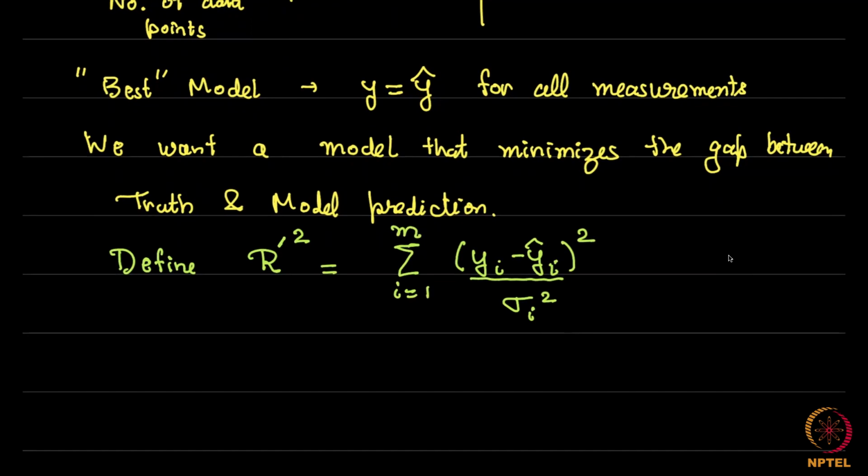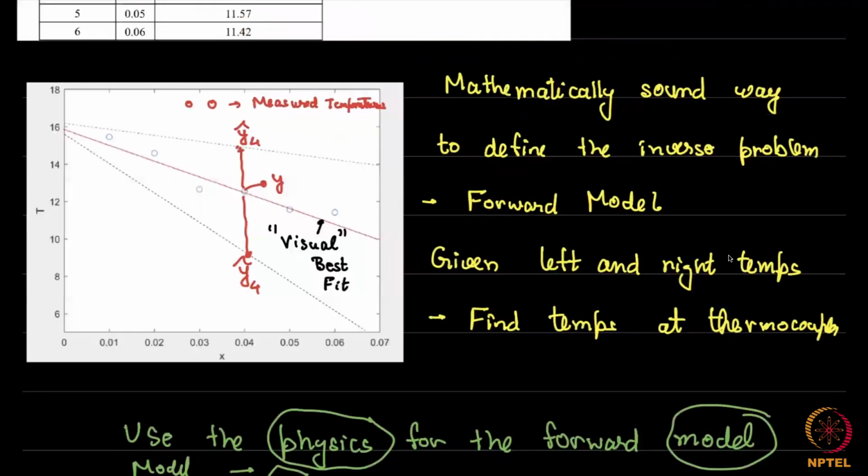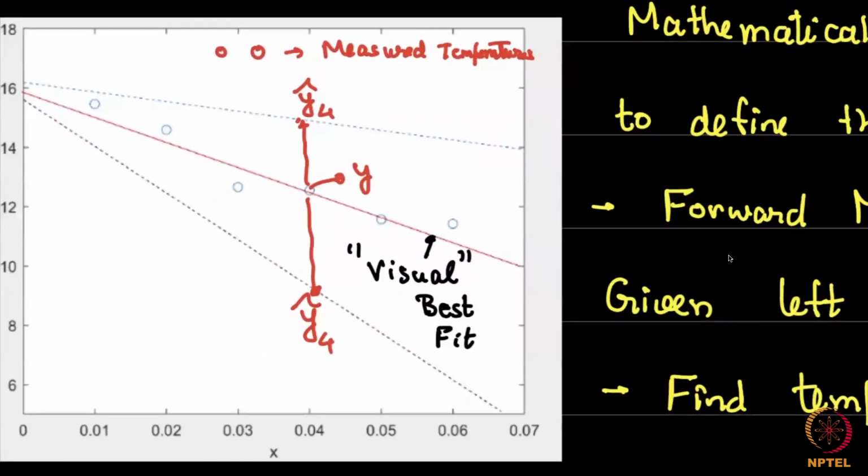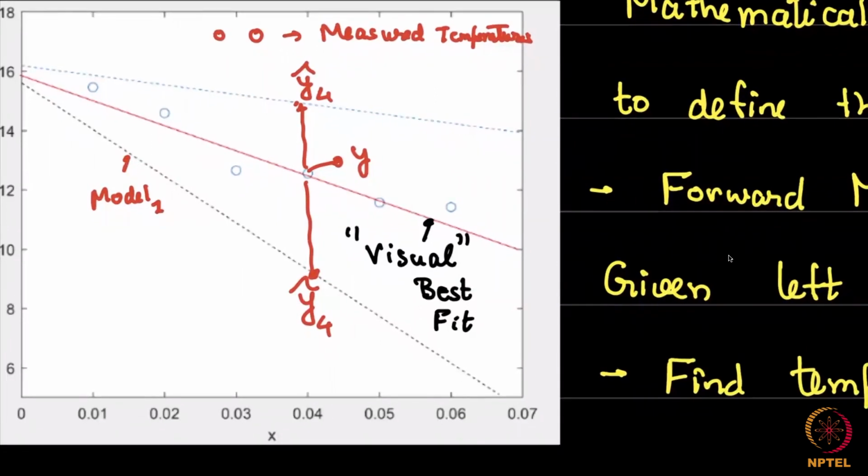Okay, so if we go back here to this picture, let's take the model below. So this is, let's say, model 1. It looks like a bad model, but let's take this model. So if we take this model 1 and we look at this gap, the prediction is so much, the temperature is so much here. There is a gap between the two. You find the gap, square it, and then divide it by some sigma 1 square. Find this gap, square it, divide it by sigma 2 square, find this gap, so on and so forth. Now, what are sigma 1 and sigma 2?